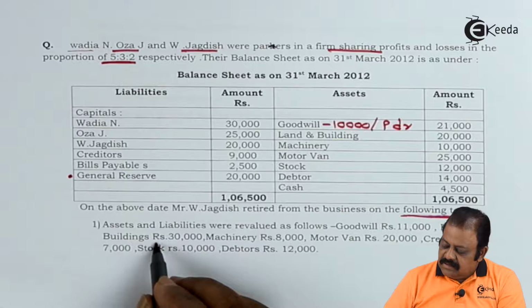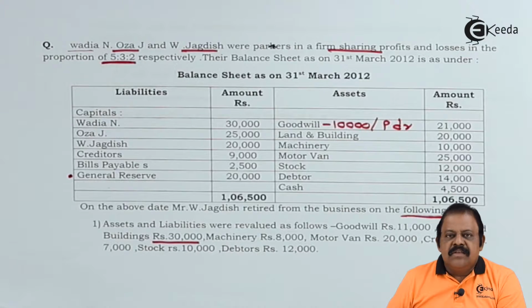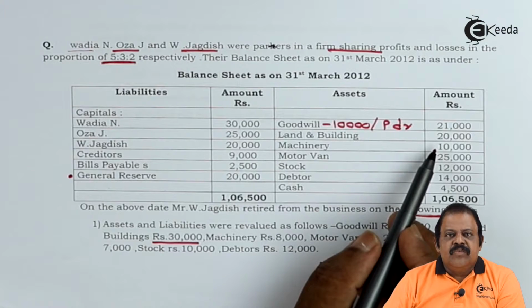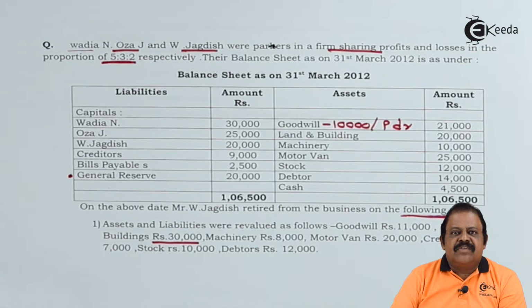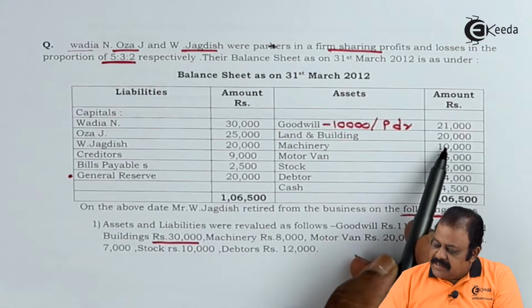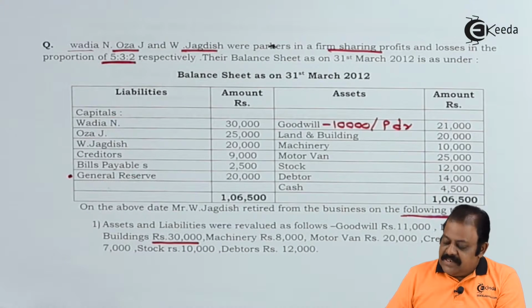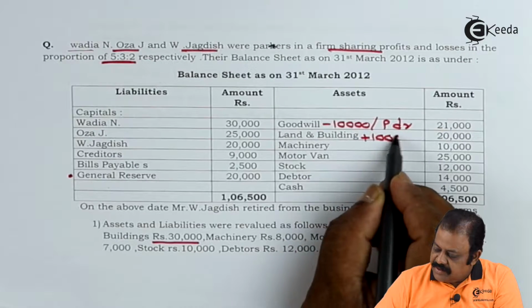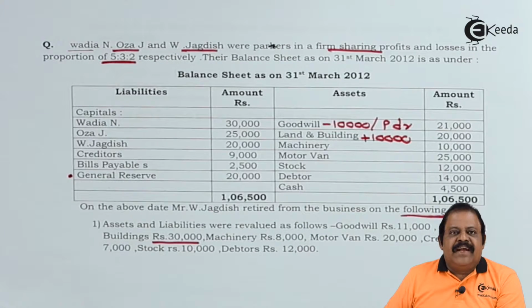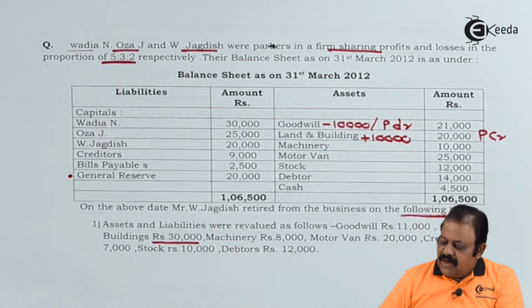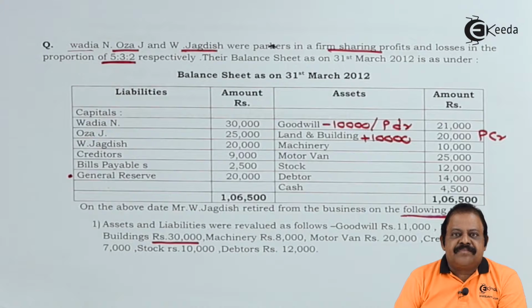Land and building 30,000. Here the book value of land and building is 20,000. We'll increase it by 10,000. That means there is appreciation of 10,000. It will be added to the value of land and building. It will have a second effect, profit and loss adjustment account credit.